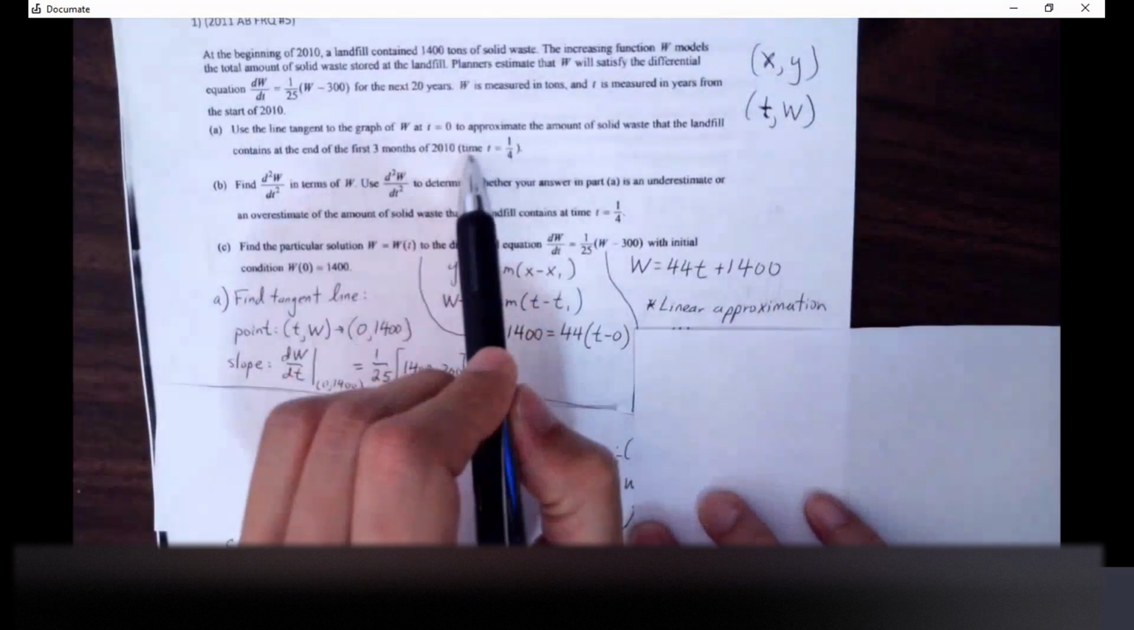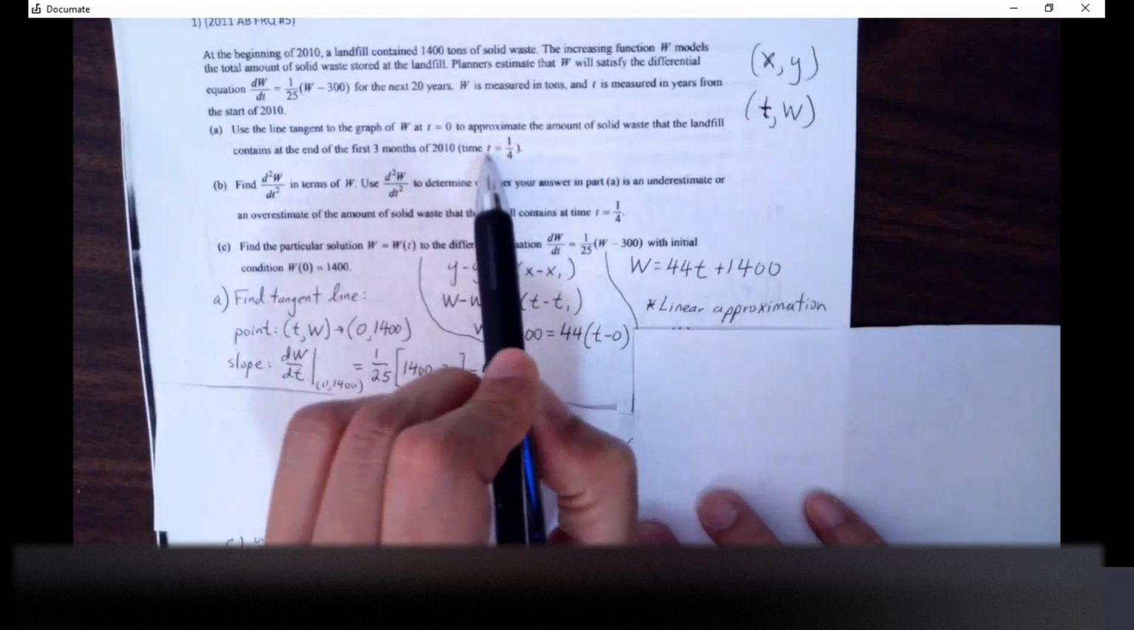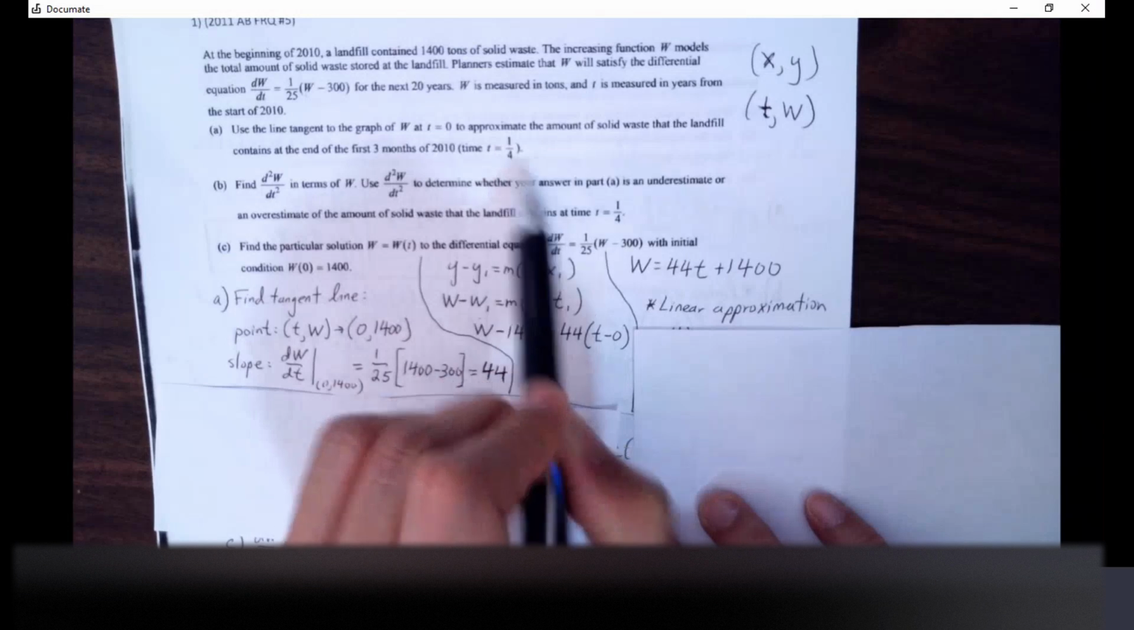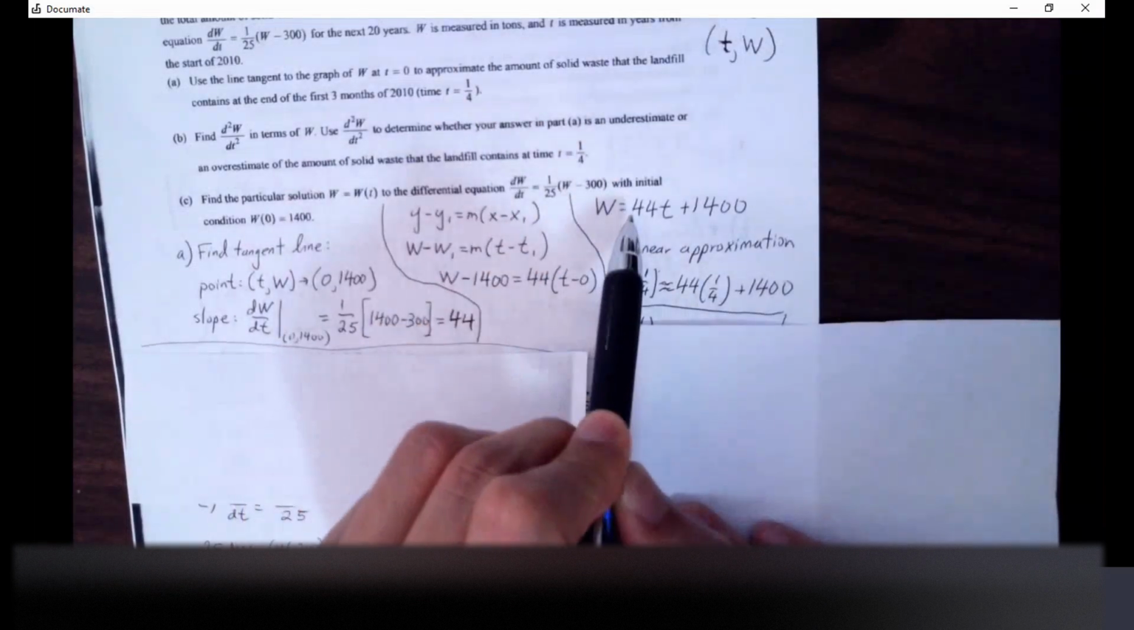And then the last part is we're going to approximate the amount of solid waste in the landfill by plugging 1/4 into our tangent line equation. Think of this as our decimal value that we're entering, so you can either put 0.25 or 1/4. Either way, we're taking a value and putting it into the linear equation to gather our approximation. So 1/4 goes in for t into our linear equation. In return, we get 44 times 1/4, which is 11, plus 1,400. We get 1,411 tons.